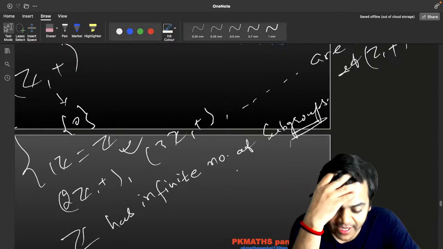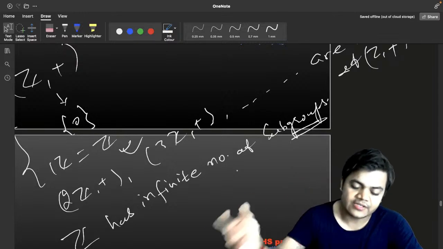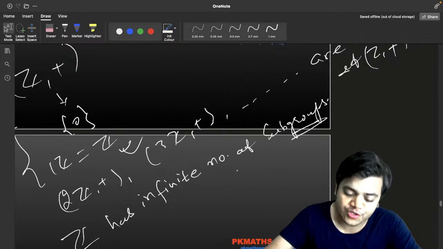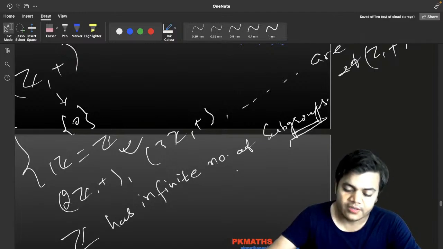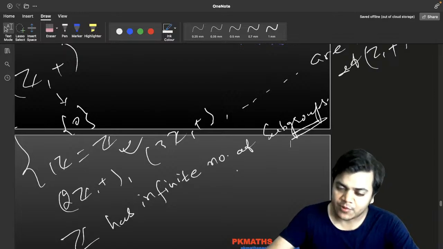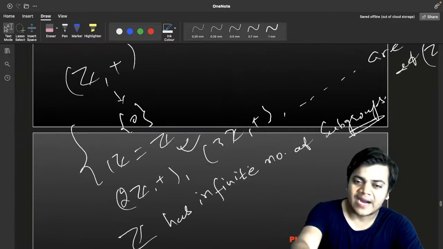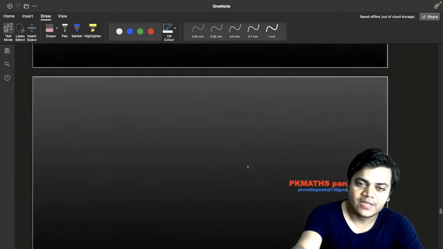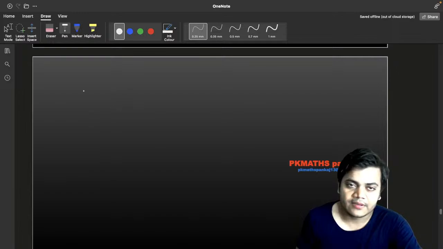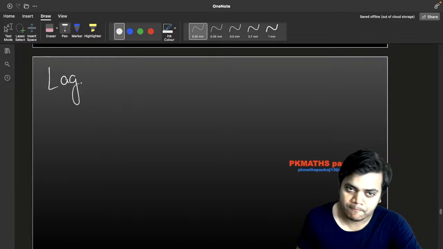So I would like to say, if Z is a finite group and H is a subgroup of Z, then there is a very interesting relation between the order of the subgroup and the order of the group, and that is going to be given by Lagrange's theorem. So let's start this discussion of Lagrange's theorem.